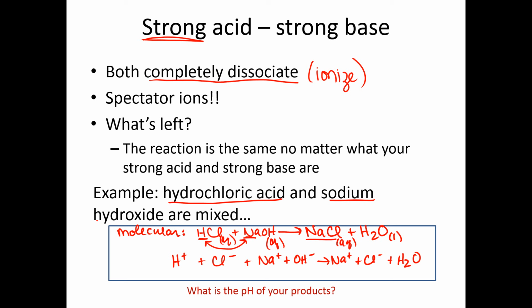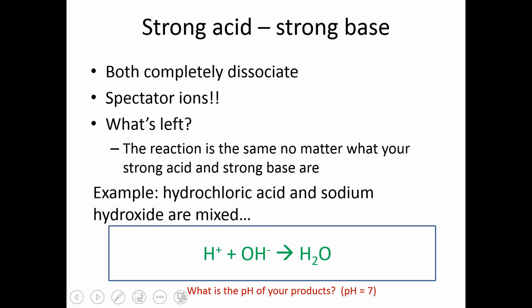Okay, so then if you go back and look at your spectators, chloride is a spectator, sodium's a spectator. The only thing that's left over that's truly reacting is your hydrogen ions and your hydroxide ions, which react to form liquid water. This is the net ionic version of this equation. Here's a prettier version of it over here. Notice the pH of my products is 7. So this is pure neutral water. When you have a strong acid, strong base, your product is neutral.